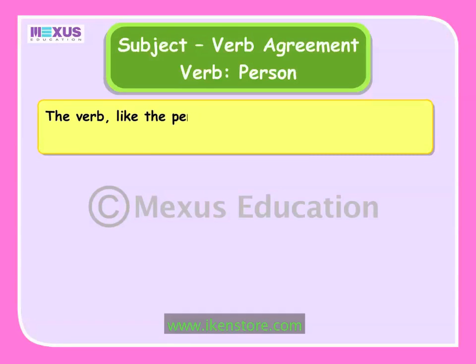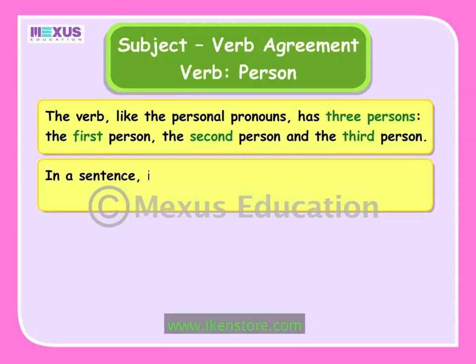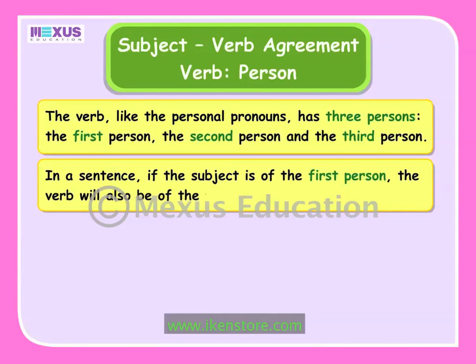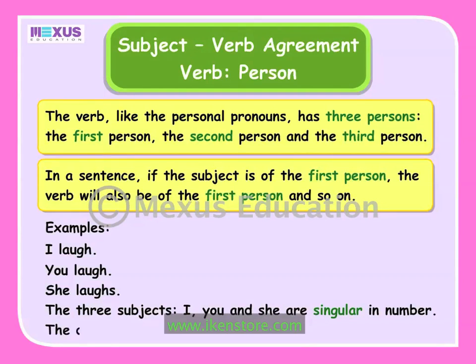The verb, like the personal pronouns, has 3 persons: the first person, the second person, and the third person. So, in a sentence, if the subject is of the first person, the verb will also be of the first person, and so on. For example, I laugh, you laugh, she laughs. In these examples, all 3 subjects, I, you, and she, are singular in number. The difference is in the person of the subjects.